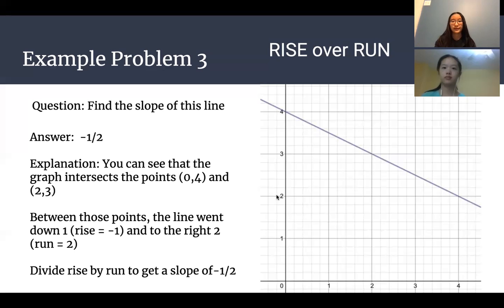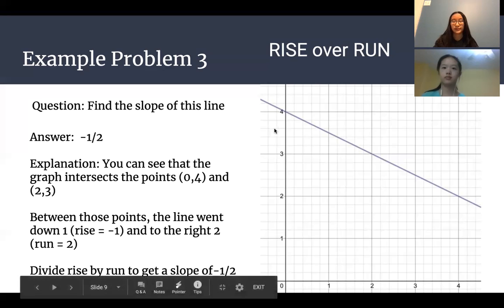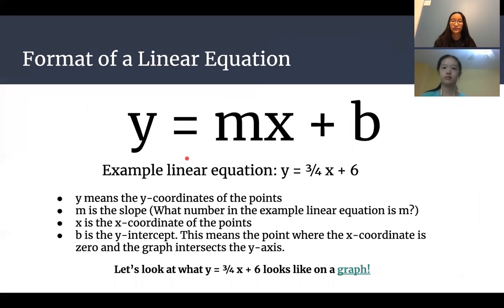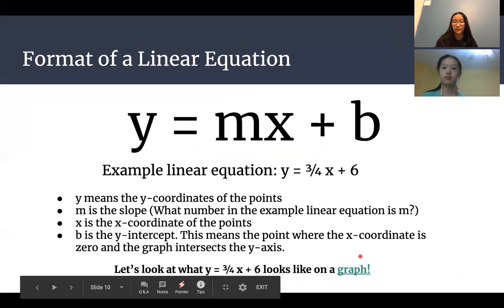Okay, so we'll go back to this line over here. And you can see the y-intercept is where the line intersects the y-axis. So here, that would be the point (0, 4), which is right here. That is the y-intercept. So then the equation of that line on the previous slide would be y equals -1/2 x plus 4, because the y-intercept was at (0, 4).